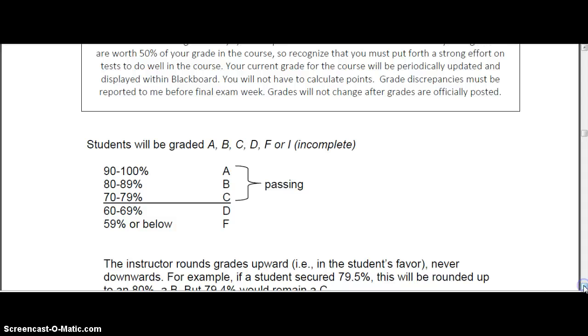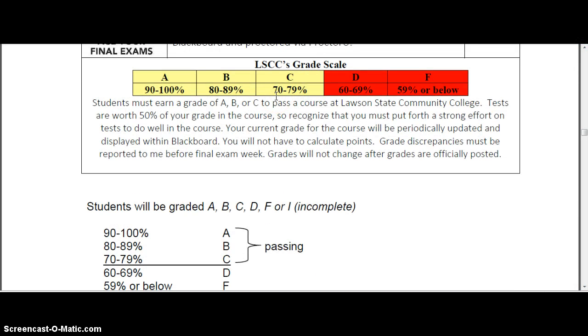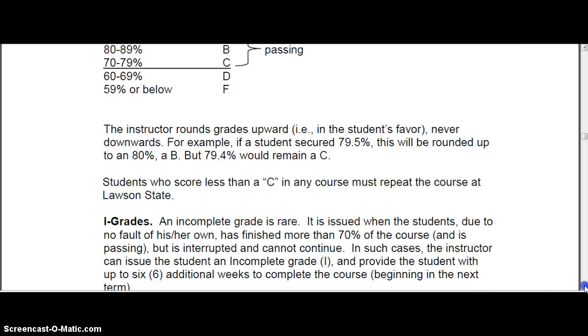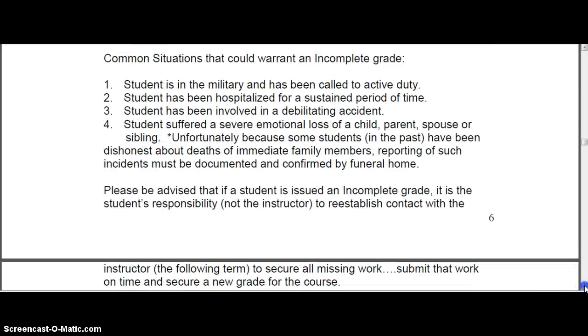Moving on, passing at Lawson State is a 70 or above. So if you make anything below 70, it's considered to be failing the course. Make sure you know that. I will round grades.